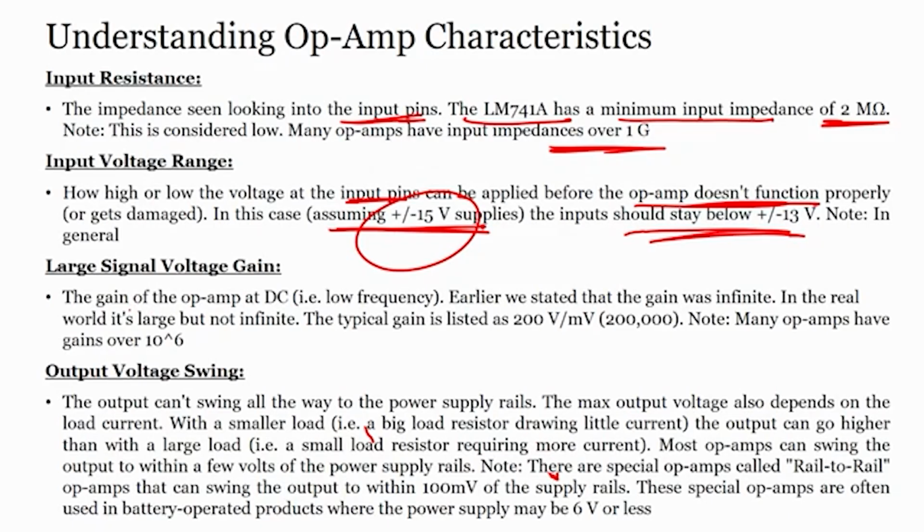Large signal voltage gain is the gain of the op amp at DC. Earlier we stated that the gain was infinite. In the real world it is large, but not infinite. Typically the gain is about 200 volts per millivolt, or 200,000. Now, output voltage swing.